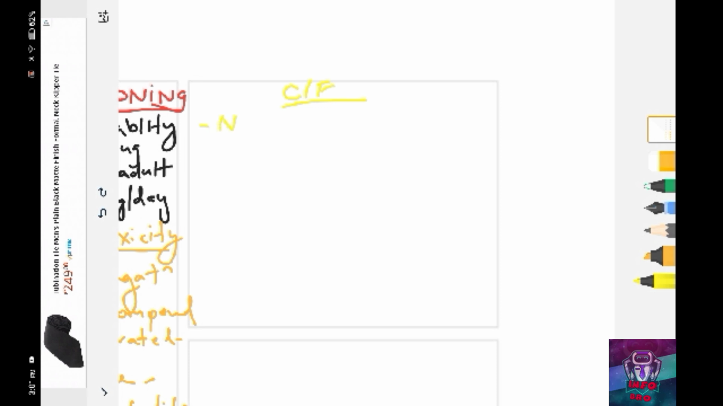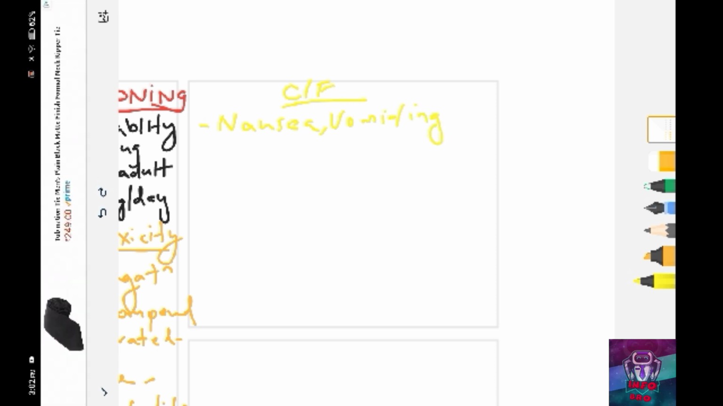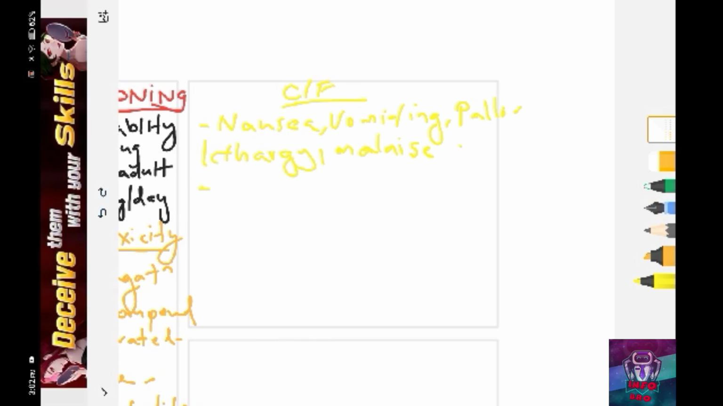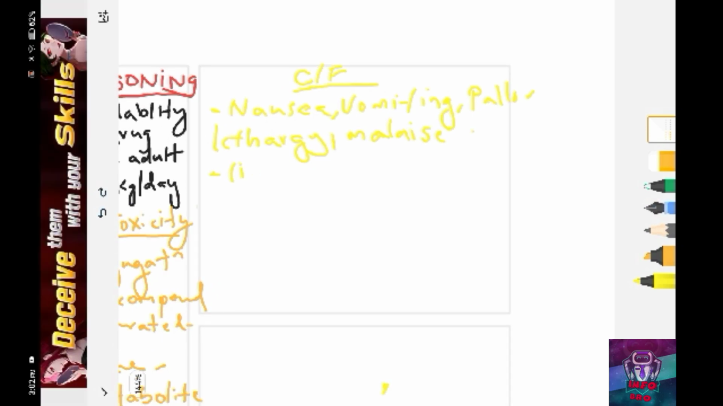Now for the clinical features. Initial complaints are nausea, vomiting, diaphoresis, pallor, lethargy, and malaise. And liver damage can occur. Liver damage will be there.